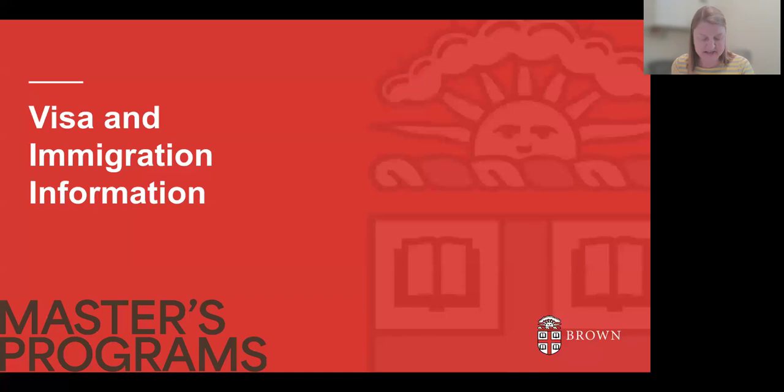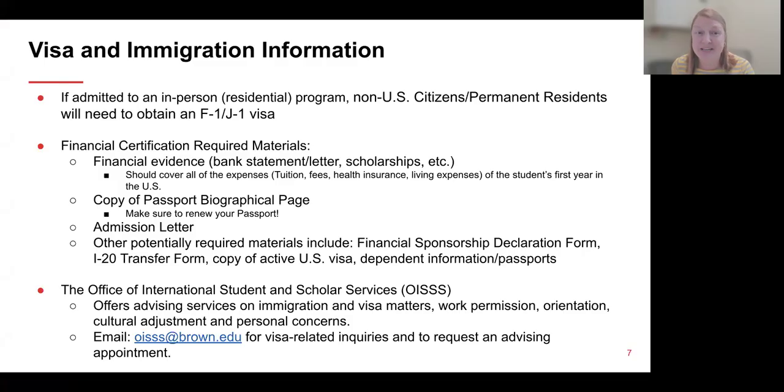So the next slide is going to talk about some visa and immigration information. If you are admitted to one of the master's programs at Brown that are in person or residential, and you're a non-US citizen, you will need to obtain an F or a J visa. The only exception to that are Canadian citizens. If you hold a Canadian passport, you won't need the visa foil, the visa sticker, but you will need the documentation associated with that, the Form I-20 for F status, or the Form DS-2019 for J1 status.